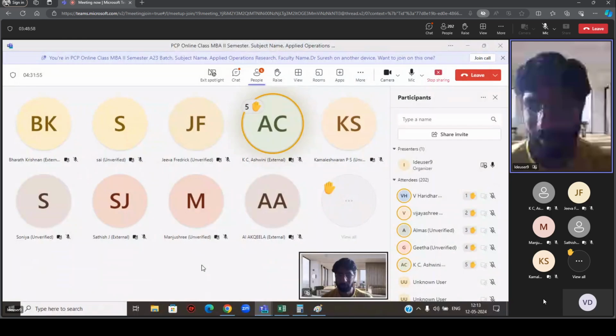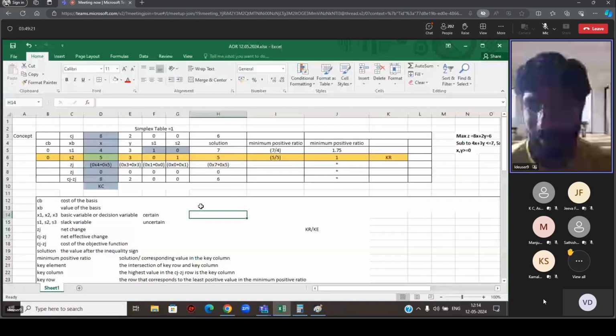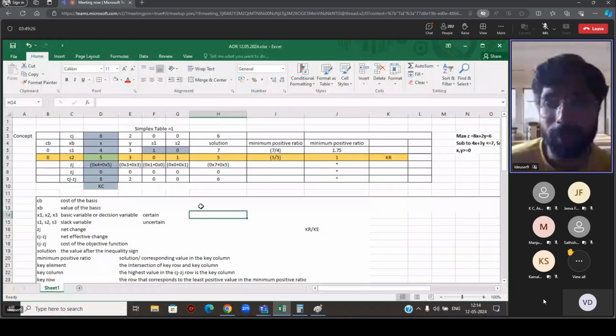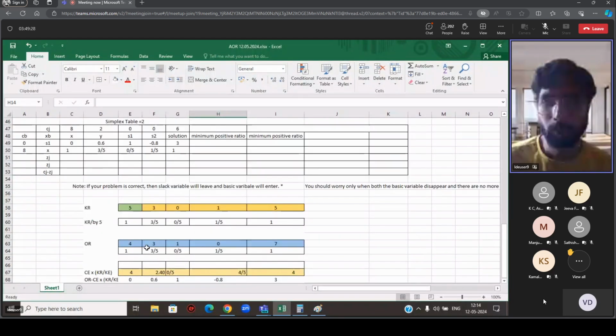See what I'm saying here. What I'm going to say here is very simple. You have to put the values in the exact same places. If you put it in different places, the entire problem will go for a toss. You have to put it in the exact same place.